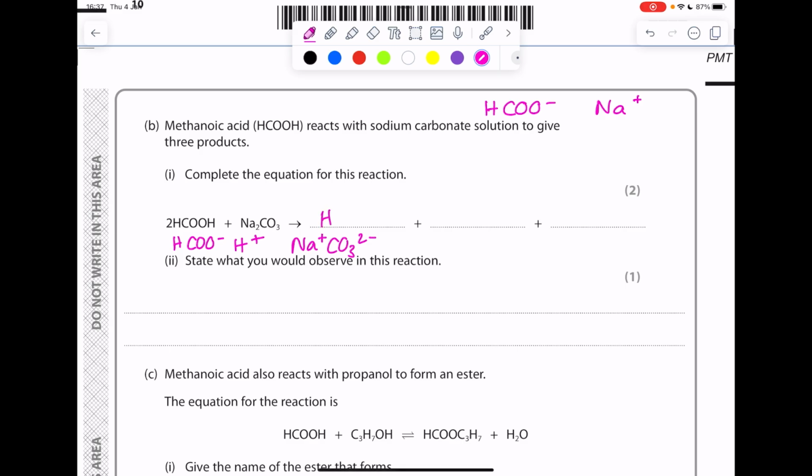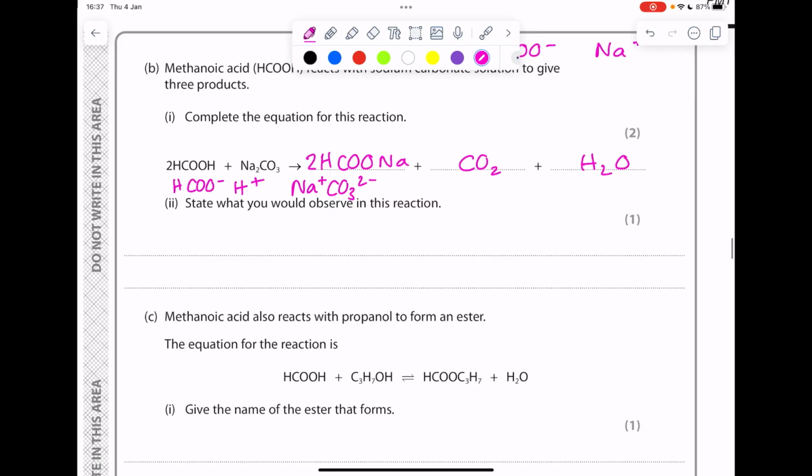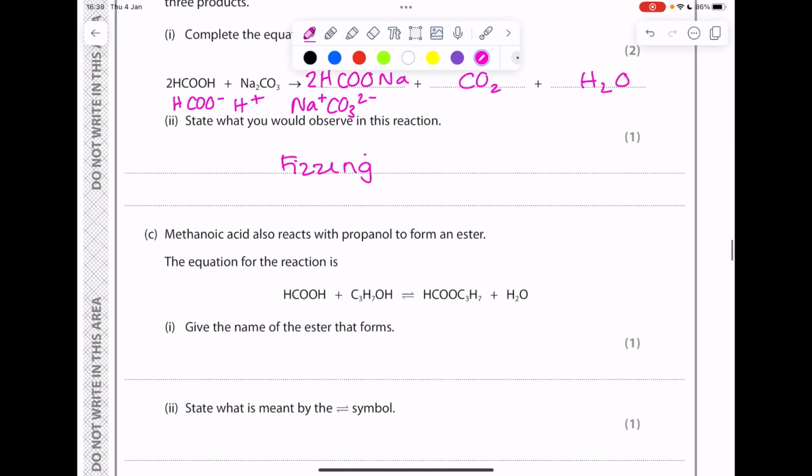So it becomes HCOONa. And then you just get carbon dioxide and water as your byproducts. Make sure it's balanced. State what you'd observe in this reaction. You'd see fizzing because of the bubbles of CO2 given off.